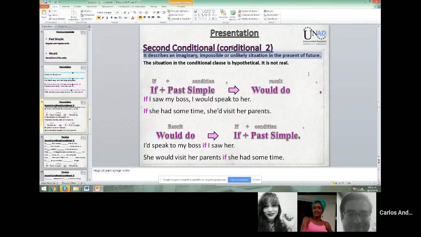So most probably it is not going to happen. It could happen, yes, but there is a very low possibility that it would happen. So the chance that it happens is very low. Okay? And Felix, I want you to read this part.